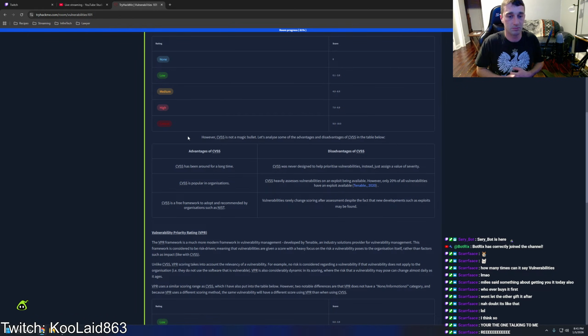Advantages of CVSS, disadvantages of CVSS. CVSS has been around for a long time. CVSS was never designed to help prioritize vulnerabilities. Instead, it just assigns a value of severity. CVSS is popular in organizations. CVSS heavily assesses vulnerabilities on an exploit being available. However, only 20% of all vulnerabilities have an exploit available (Tenable, 2020). CVSS is a free framework to adopt and recommended by organizations such as NIST. Vulnerabilities rarely change scoring after assessment despite the fact that new developments occur.